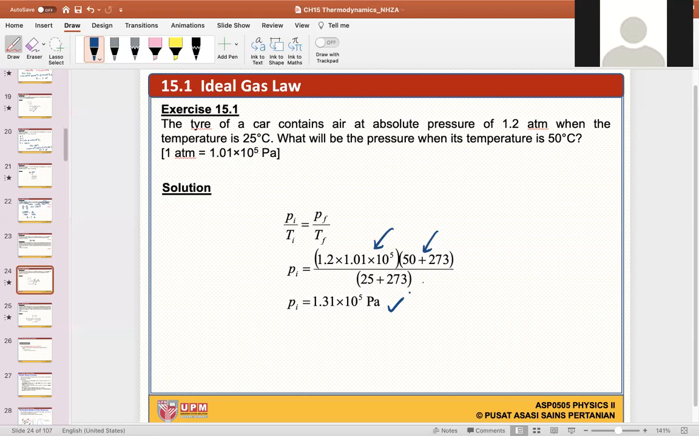Dapat. Okay. So the equation that Nurhan used is correct. The conversion he did was correct as well. So good job Nurhan, thank you.